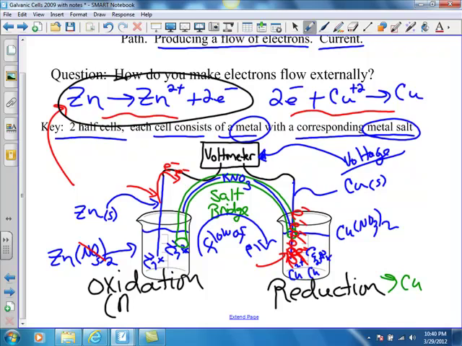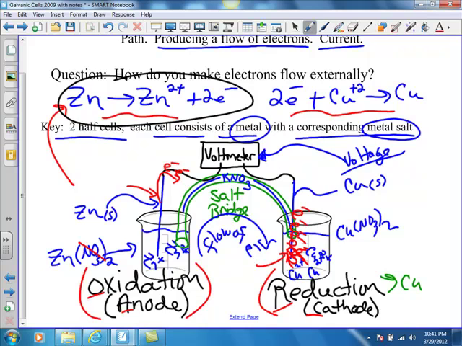Now, another term. Oxidation occurs at the anode. So this part of the cell is called the anode. Reduction occurs at the cathode. Now, one of the silly ways that I remember this is vowel, oxidation, anode; consonant, reduction, cathode. So oxidation is always at the anode, reduction is always at the cathode.